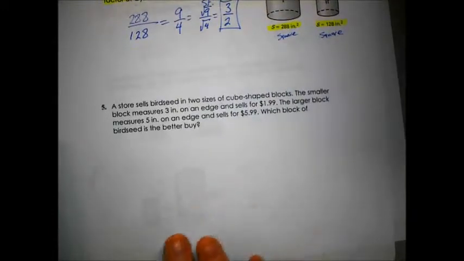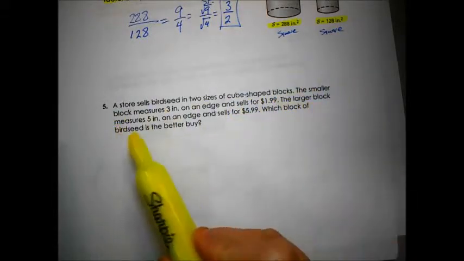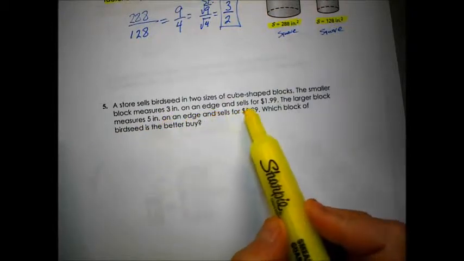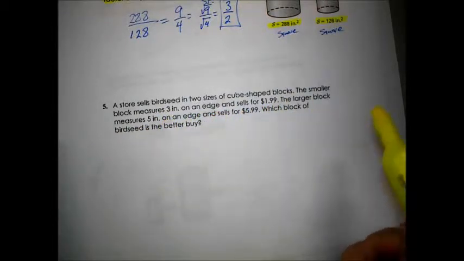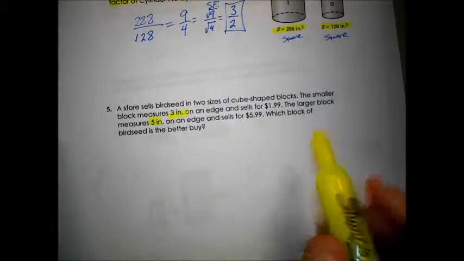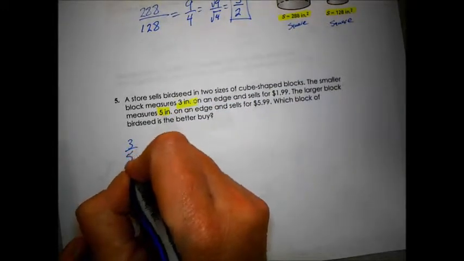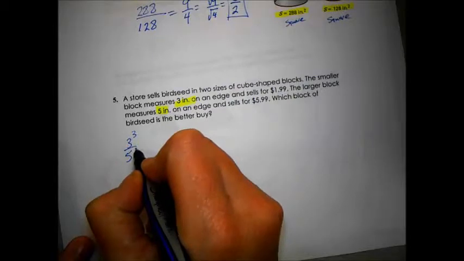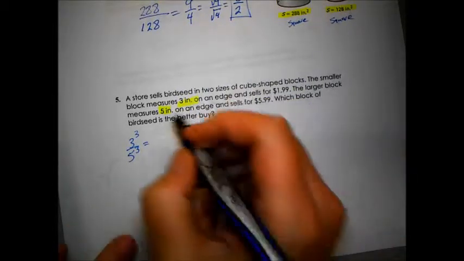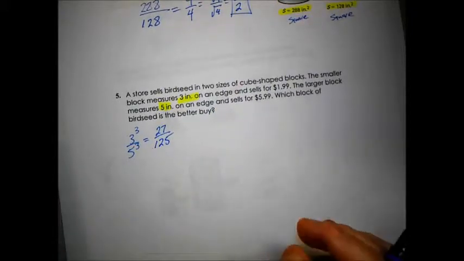Okay, on number 5, the last one, they're dealing with a store that sells birdseed in 2 sizes of cube-shaped blocks. The smaller block measures 3 inches on an edge and sells for $1.99. The larger block measures 5 inches on an edge and sells for $5.99. Which block is the better buy? So if I'm looking at my 2 ratios, I have a 3 to 5. I'm going to be dealing with volume, how much birdseed they can actually contain, so this is going to be 27 over 125.